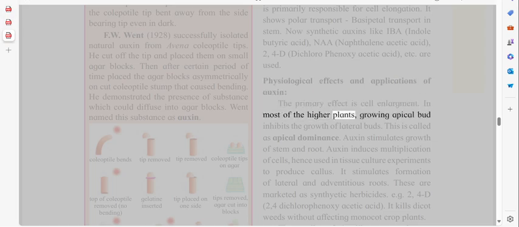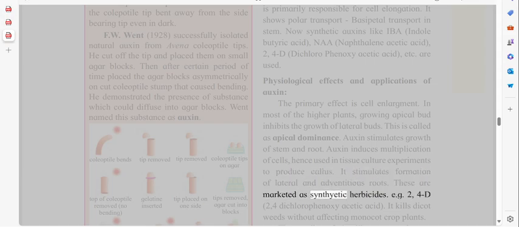In most of the higher plants, the growing apical bud inhibits the growth of lateral buds. This is called apical dominance. Auxin stimulates growth of stem and root. Auxin induces multiplication of cells, hence it is used in tissue culture experiments to produce callus. It stimulates formation of lateral and adventitious roots.